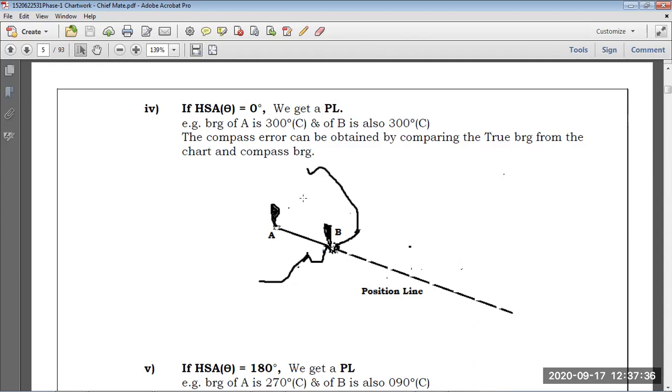In the first three cases we get a position circle, and in this case we get a PL. Suppose for example the bearing of A is 300 and B is 300 degrees compass. Then this is our position line.